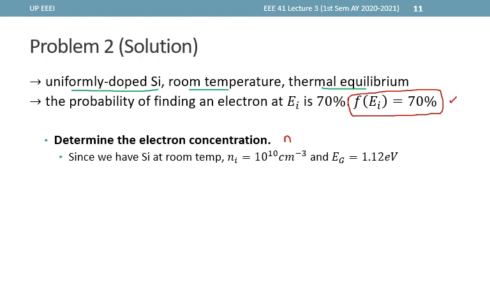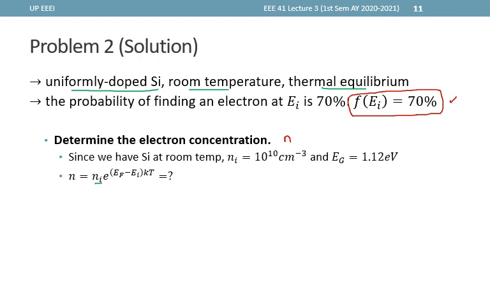Some information first. Since we have silicon at room temperature, then we know that Ni is 10 to the 10 and Eg is 1.12. And then we will use this equation to compute N. So we already know Ni.